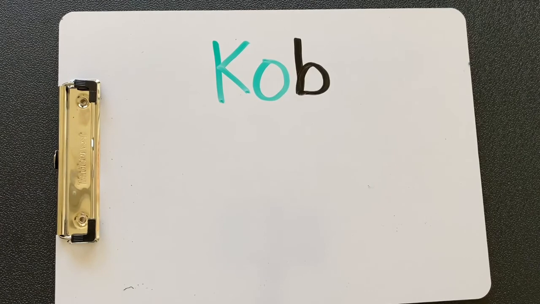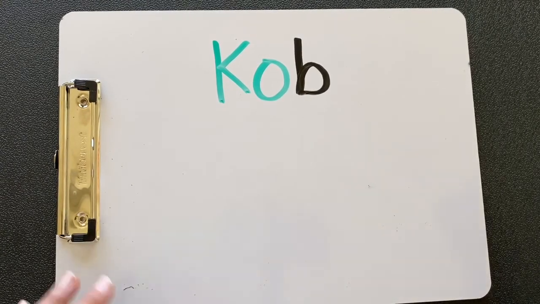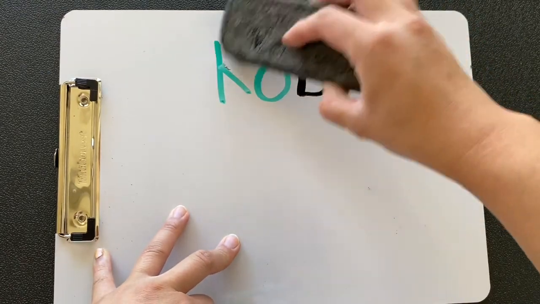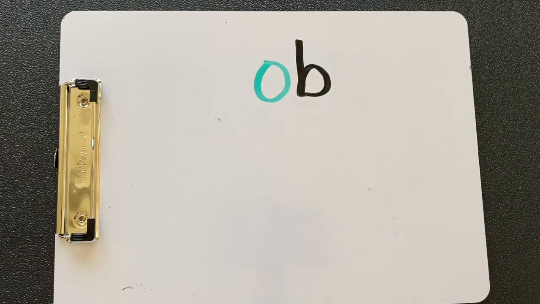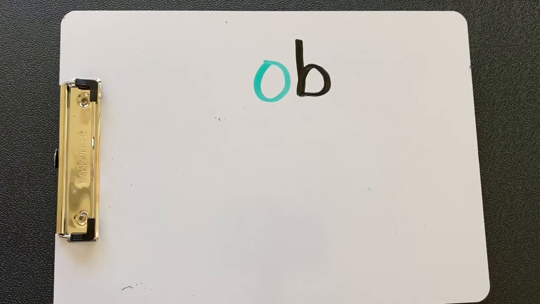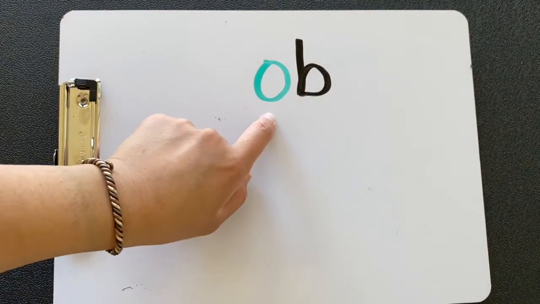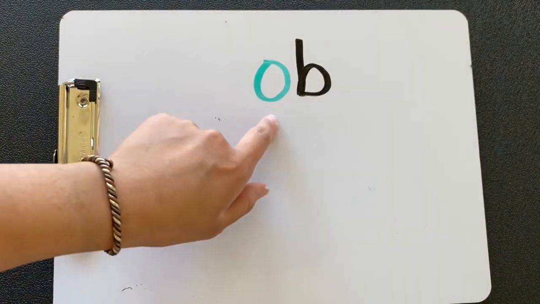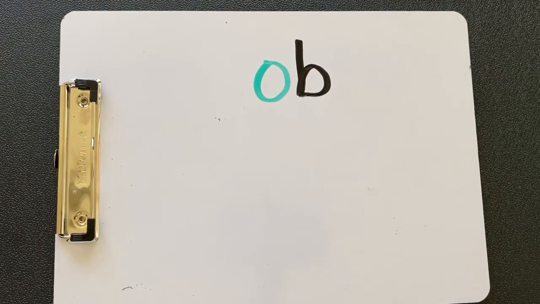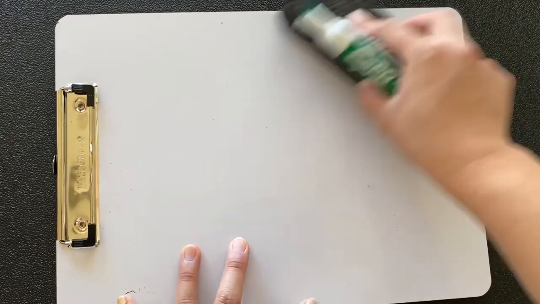Great job, my friends. Let's try another one. But before we do that, I'm going to erase the K. Now think about how the sound is affected. It's not, because our vowel is not at the end. So my word here reads ob because I don't have the K anymore. So this is going to be ob. All right, now let's try another one.